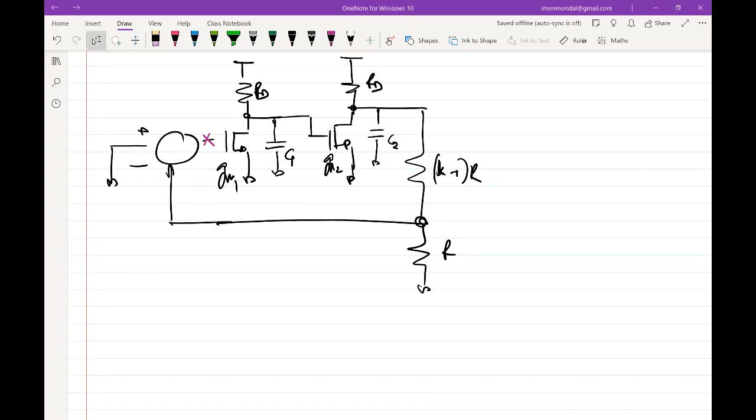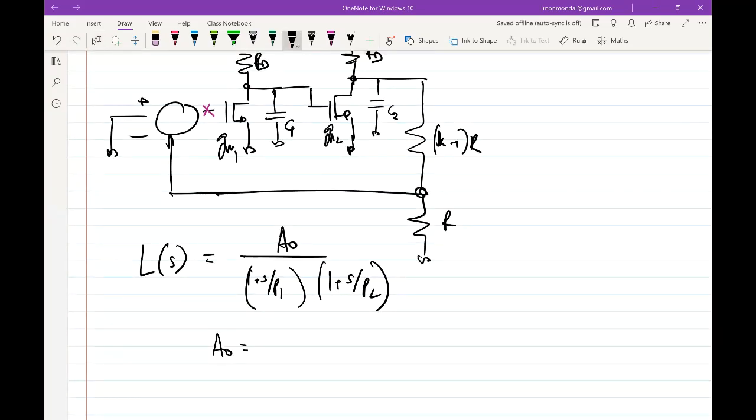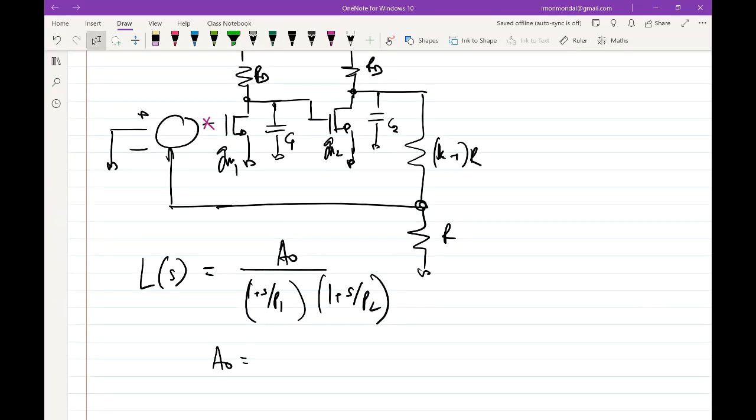Okay, so if I express it in this form, DC gain by 1 plus poles and so on, 1 plus S by P1, 1 plus S by P2, those things. So what will be the DC gain? I want to express it in this form, N0 by 1 plus S by P1, 1 plus S by P2. Clearly, it has two poles. I mean, that should be pretty evident. But so now, what is N0? N0 should be independent of units, right? GM1, GM2 by K is not unitless. So what is N0?